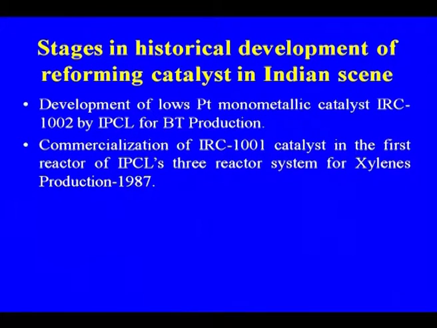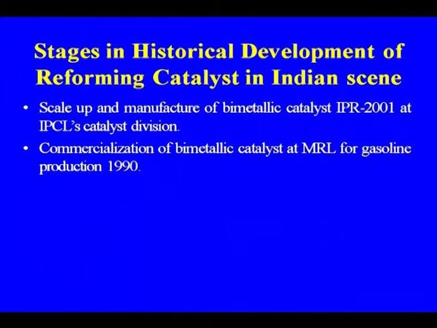Stages in the historical development of the reforming catalyst in the Indian scene: development of the low platinum monometallic catalyst, that was first IPCL, now it is Reliance, for the benzene toluene production; commercialization of IRC 101 catalyst in the first reactor of the IPCL three reactor system for xylene production; scale up and manufacture of IPR 2001 at IPCL Catalyst Division; commercialization of the bimetallic catalyst at MRPL for gasoline production.